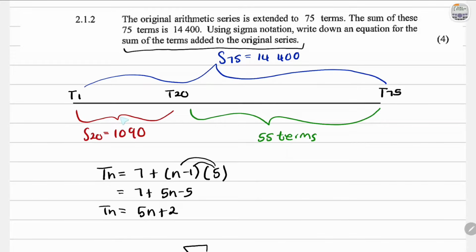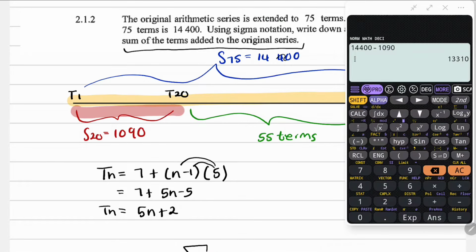You see that we already had the sum of the first 20 terms, and we also have the sum of the first 75 terms. But we're trying to focus on the sum of these 55 terms. So how much would that be? What would be the sum of the 55 terms? Well, you could say the sum of the 75 terms minus the sum of the 20 terms, and that would give you the sum of the 55 terms.